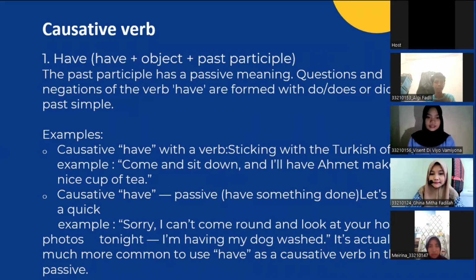Another example is about have in the passive sentence, I mean have something done. Let's look at a quick example. Sorry, I can't come around and look at your holiday photos tonight. I'm having my dog washed. It's actually much more common to use have as a causative verb in this passive.